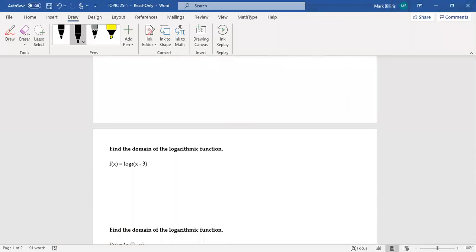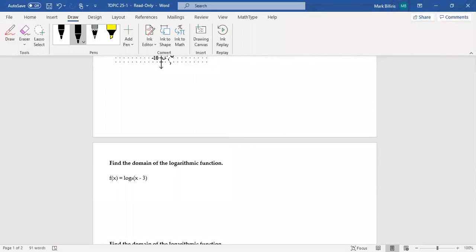Okay, now let's find the domain. The domain, no matter what the base of the log is, is found by setting the argument greater than 0. What is the argument? In this case, the argument is x minus 3. So we set x minus 3 to be greater than 0 and solve. We're going to add 3 to both sides. So x has to be greater than 3.